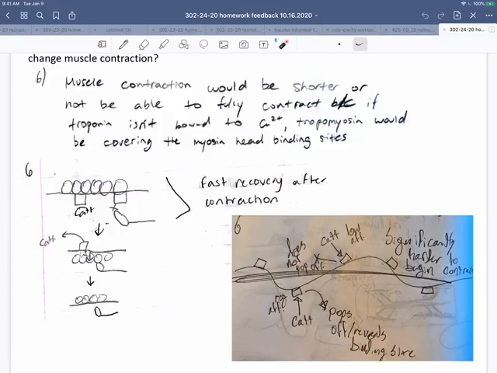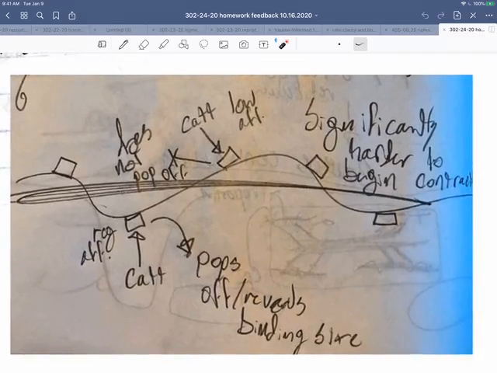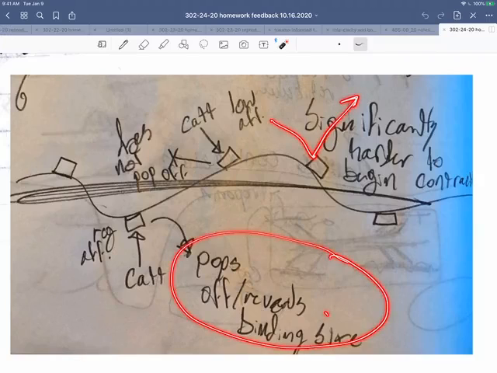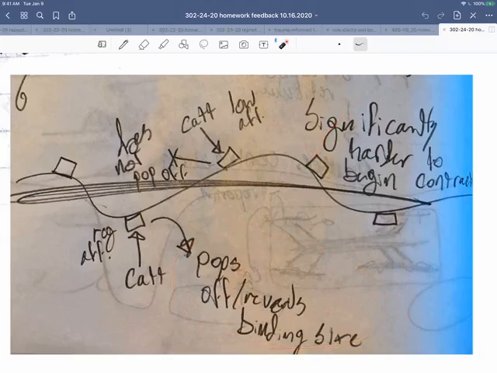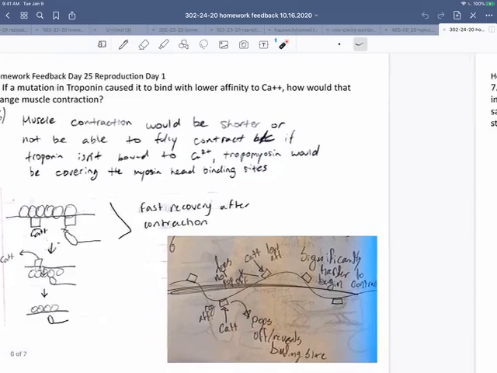Another interpretation: because the calcium is leaving more easily, you're going to have a faster recovery after contraction, and that would also be true. And here's another one. Normally the calcium would bind tightly enough to pull this away, but now the calcium with low affinity is not staying, so that it is harder to even begin contraction because the calcium keeps binding and popping free again. So it pops off and doesn't move the tropomyosin off of the actin.